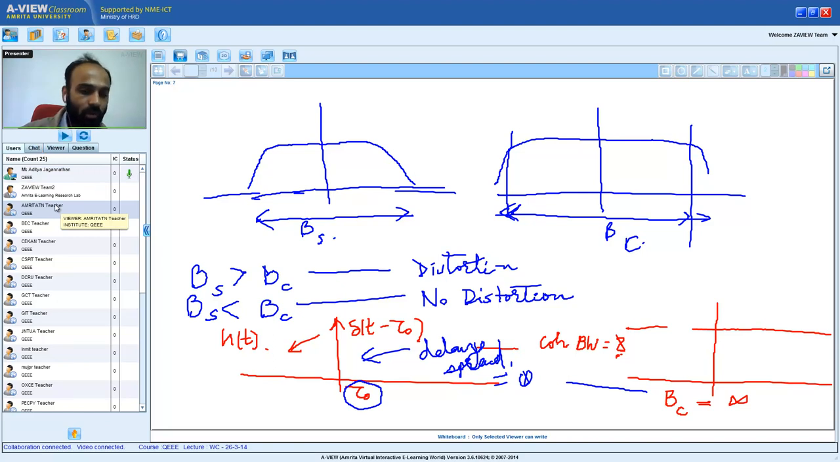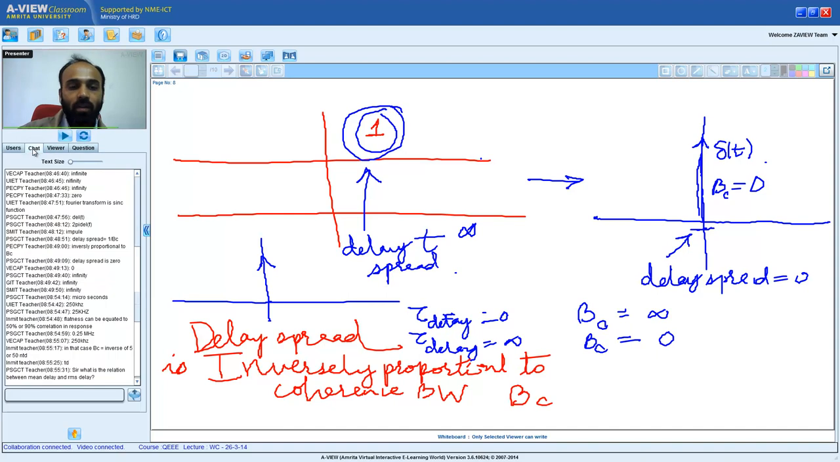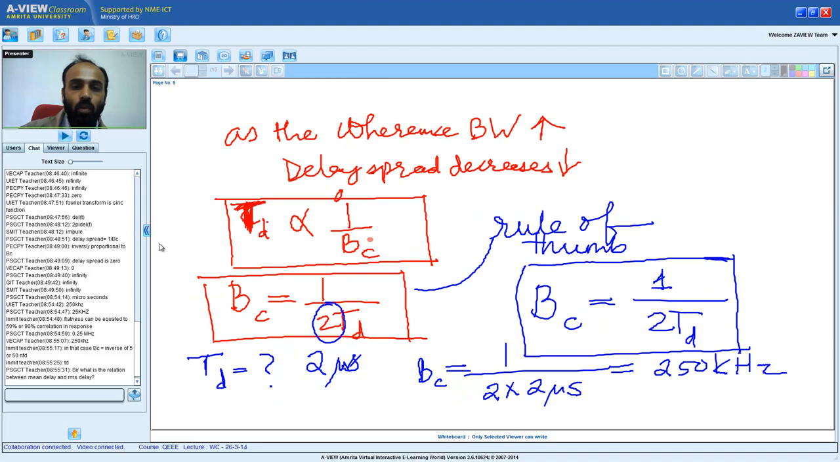Therefore, coherence bandwidth is an important quantity. We have also seen that the coherence bandwidth is inversely proportional to the delay spread. One approximate way, a rule of thumb, is that coherence bandwidth is 1 over twice the delay spread, that is 1 over 2TD. In practical outdoor wireless channels, if the delay spread is 2 microseconds, the coherence bandwidth is around 250 kilohertz.